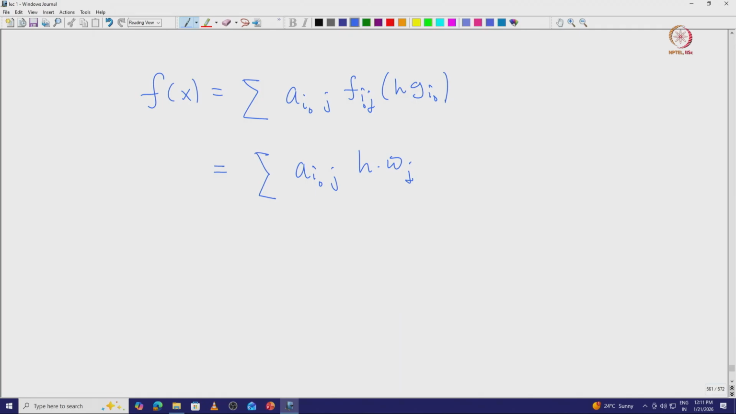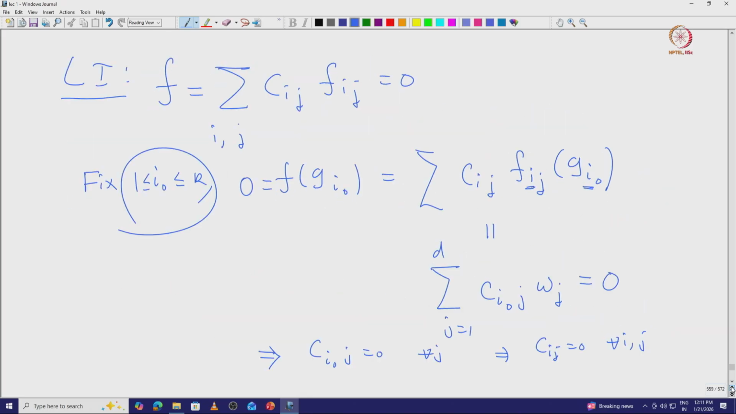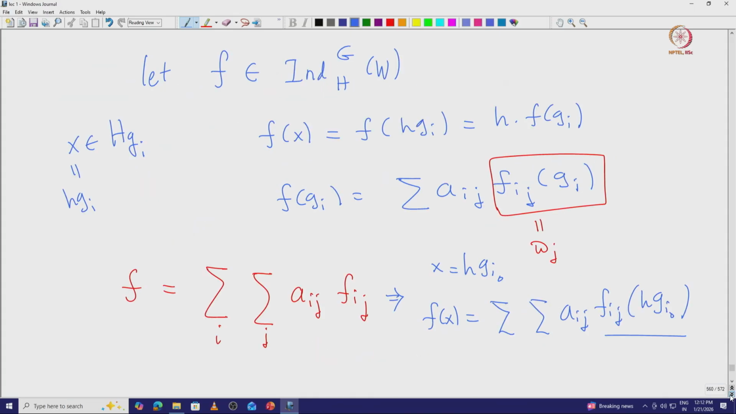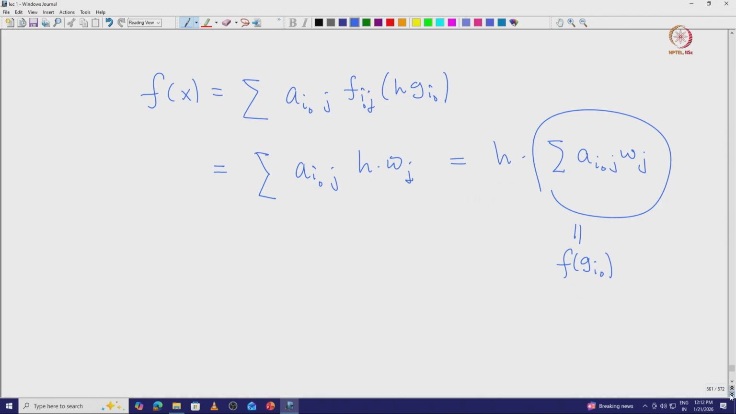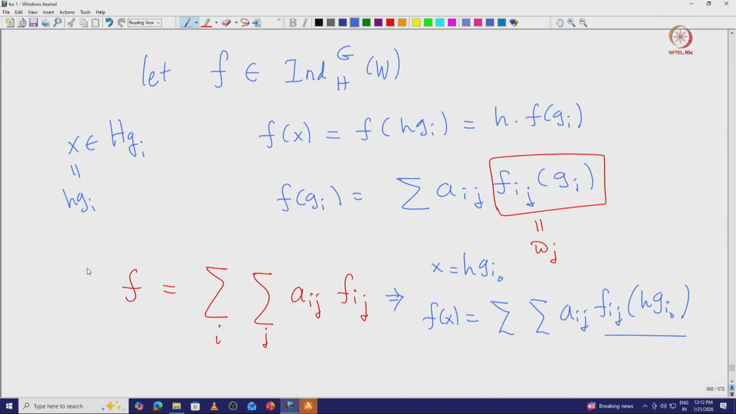Now if you look at the value of f of x, you can see that this is exactly equal to h dot the summation of a I naught j w j, but this term is exactly our f of g I naught. Okay, so that is the way we indeed constructed the function. That tells you that this f is indeed written as follows. This proves that the Fij form a basis.